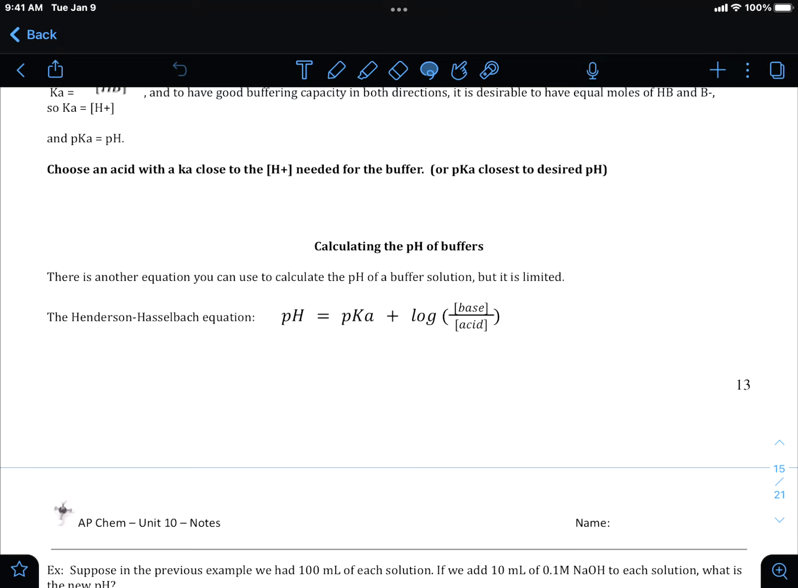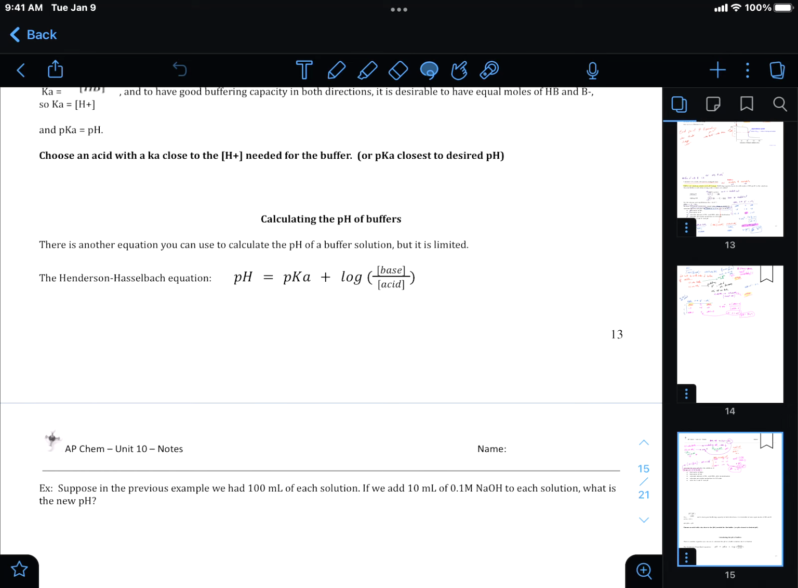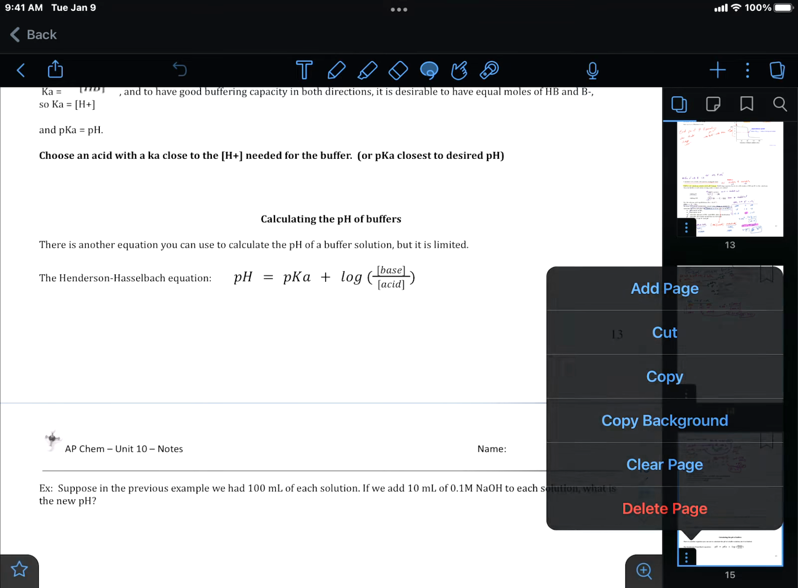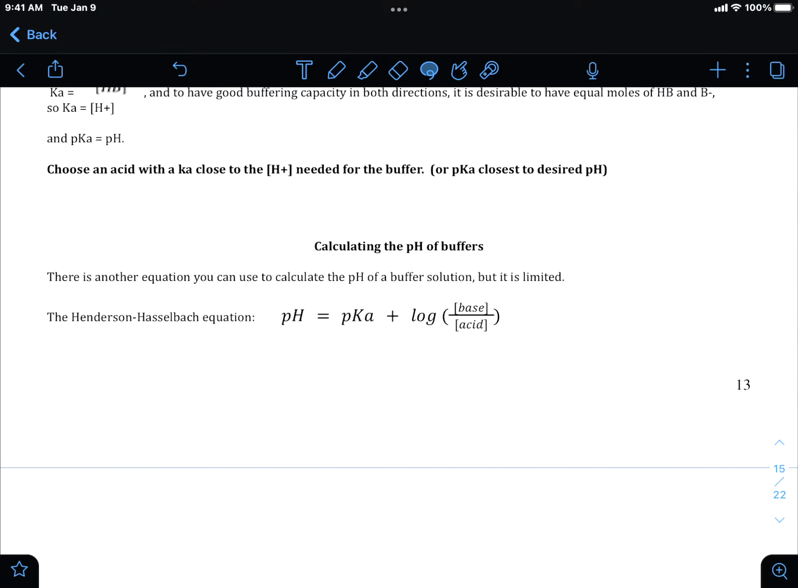All right, so today we are going to talk about buffers again, but we're going to apply that to a titration calculation from start to finish. We need more room, so I'm going to add a page and then probably add another page after that. So we'll start with one page and then I'll add it as I need to.